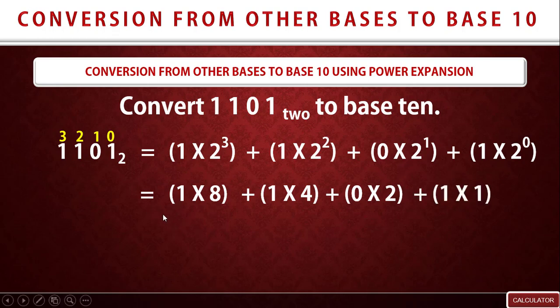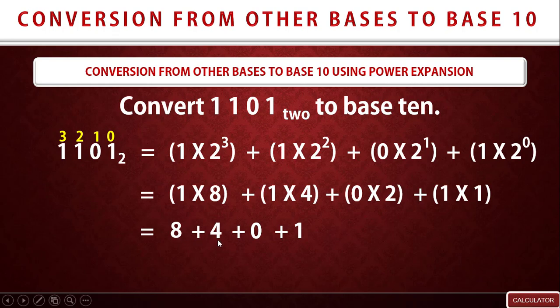So let's do this now. 1 times 8 will give us 8. 1 times 4 will give us 4, and 0 times 2 will give us 0. Anything multiplied by 0 will give 0. Then 1 times 1 will give us 1. So we have something like this: 8 plus 4 plus 0 plus 1.